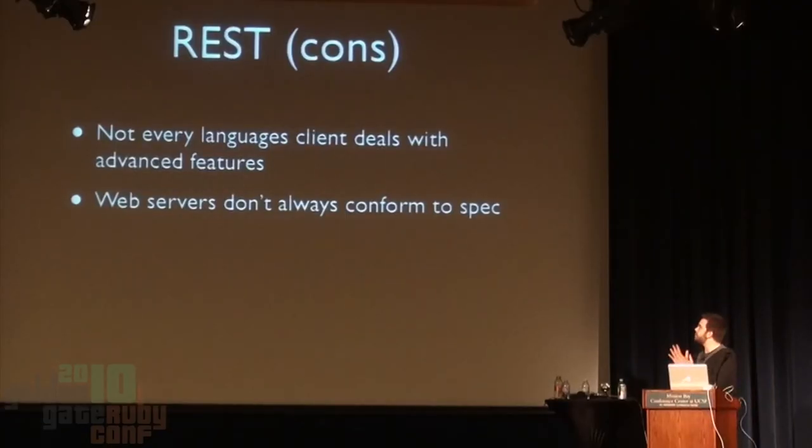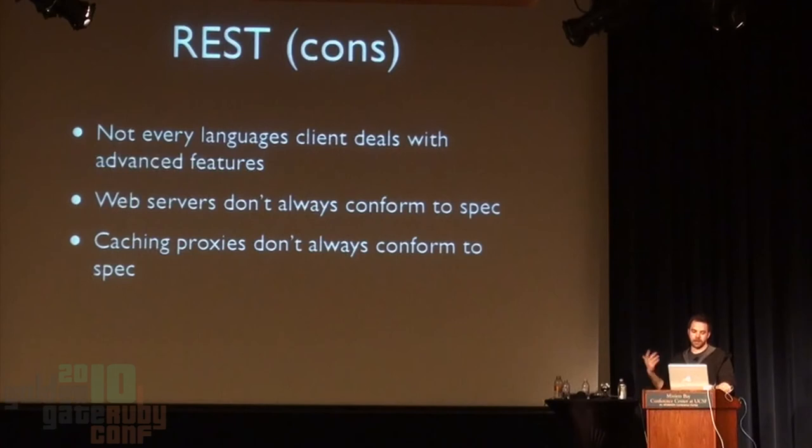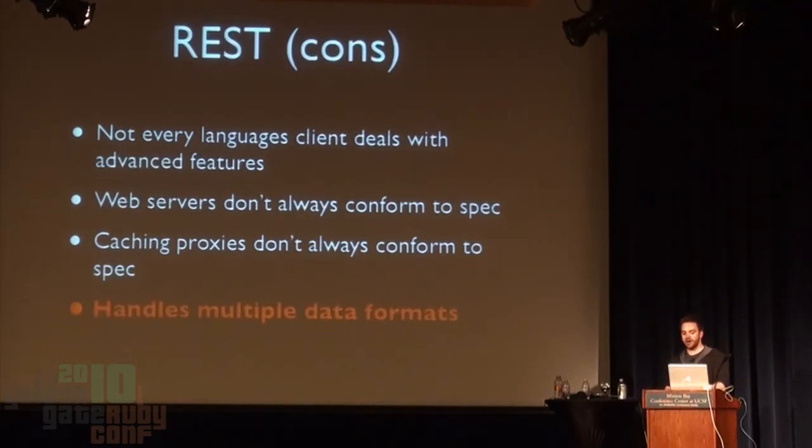So web servers don't always conform to spec. You'll notice that sometimes there are certain things with Apache and Nginx where they start to collide. Things like chunked encoding sometimes get in your way, right? And things like Varnish start to do that as well. I like to call Varnish the HTTP shredder, because if you try to do anything outside of its basic spec, it will shred your HTTP. There are caching proxies. But another con, it handles multiple data formats.